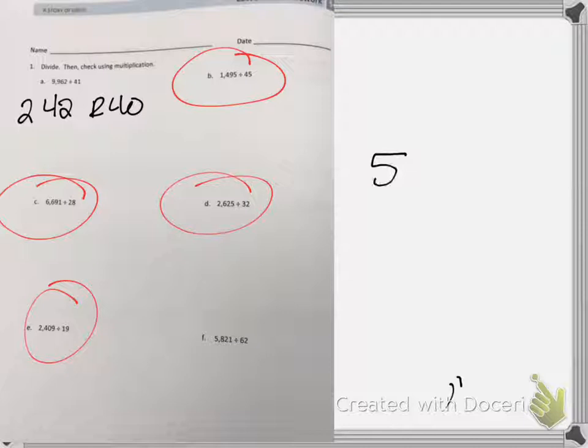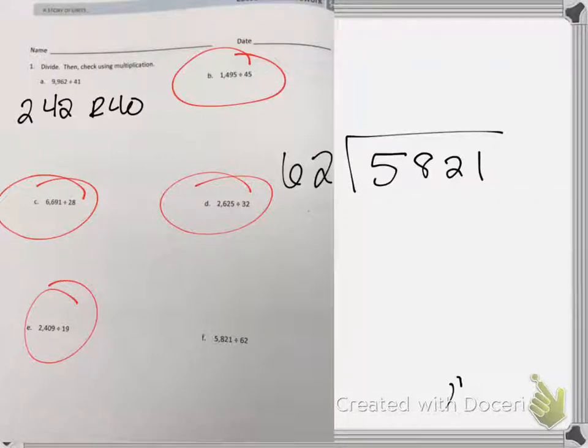So we have 5,821. Trying to get away from that corner up top. 5,821 divided by 62. Can 5 be divided by 62? No. Can 58 be divided by 62? No. Can 582 be divided by 62? Well, it can. It's bigger. So, again, I'm going to round 62 to 60. Then I'm going to just count my 60s.